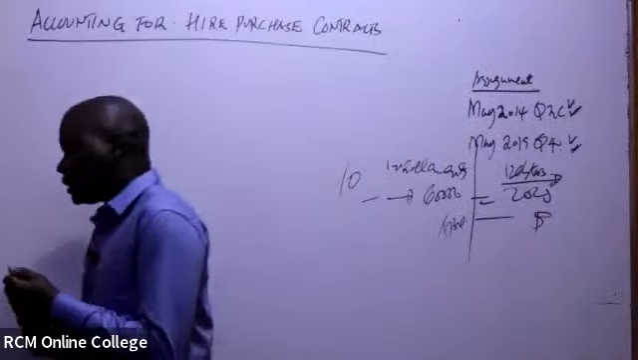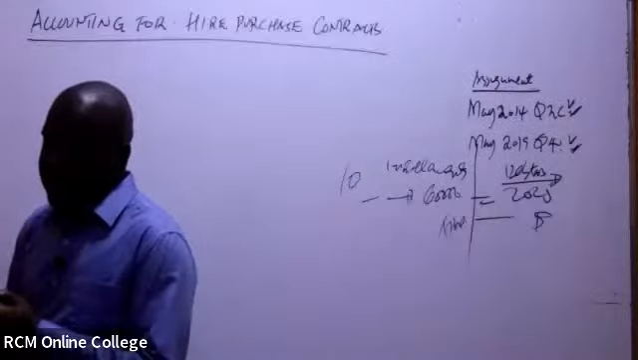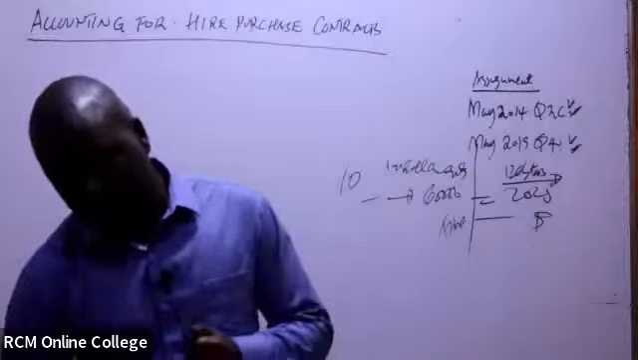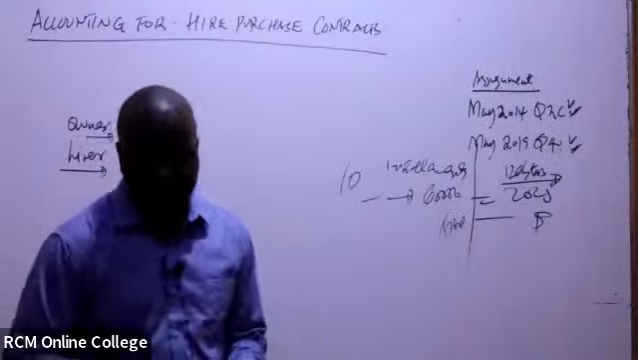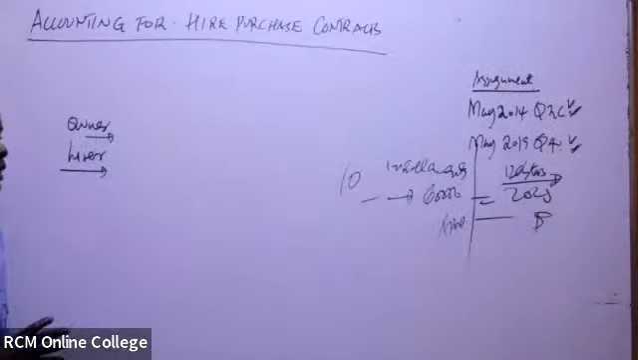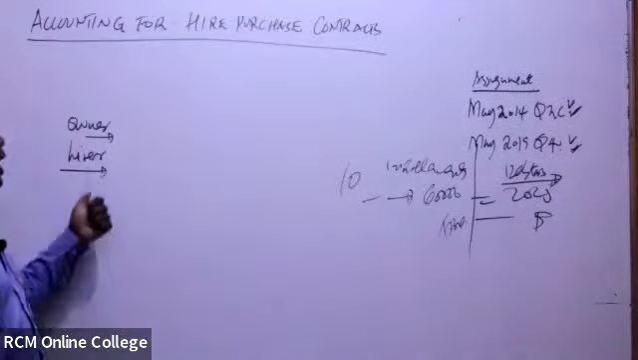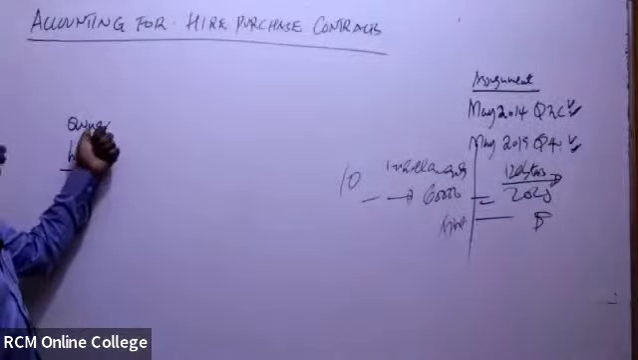So that is basically what happens under a hire purchase agreement or contract. Before we look at the mathematics and the accounts we prepare, we have already said that the hirer will be a debtor to the owner.